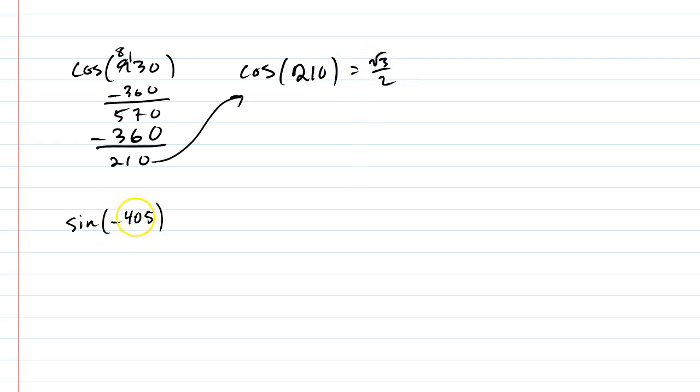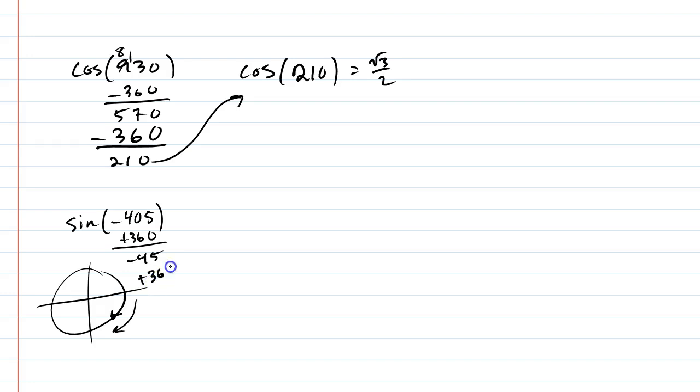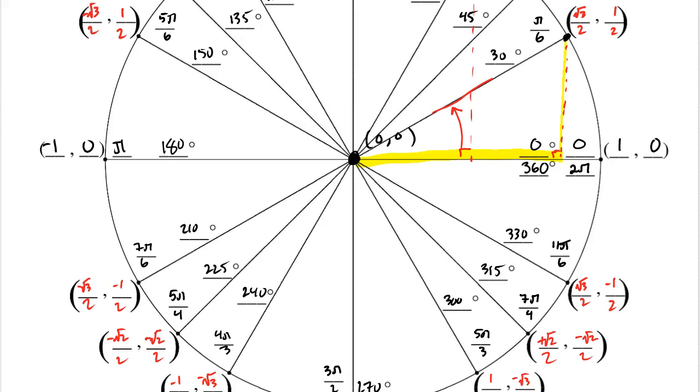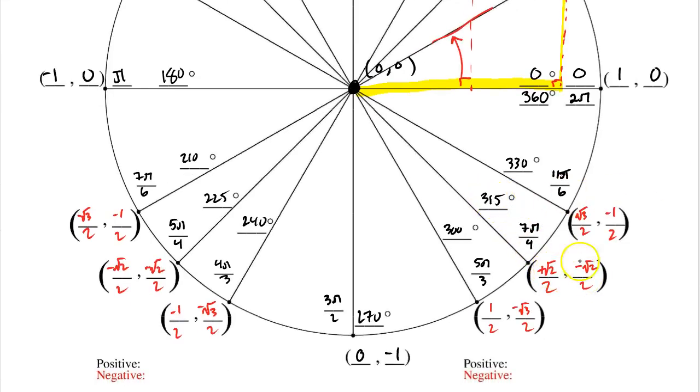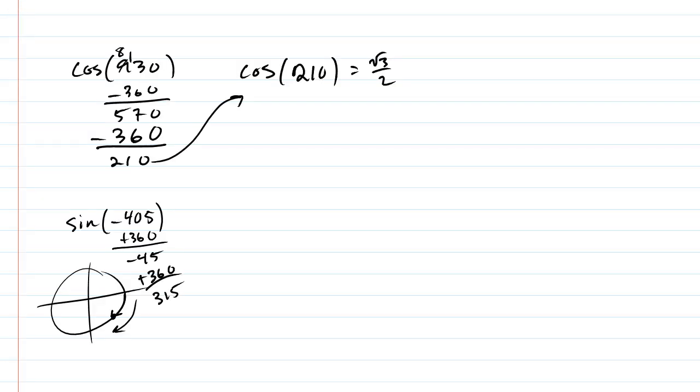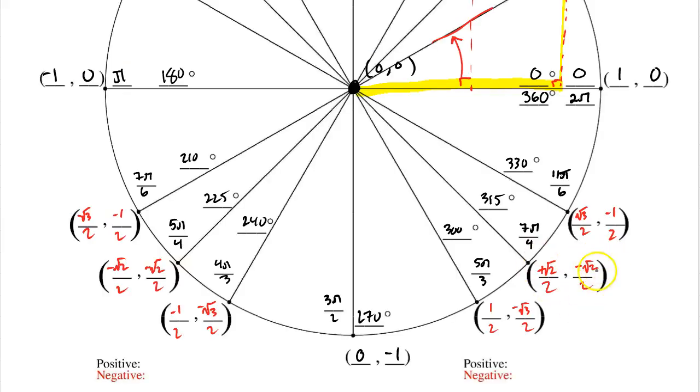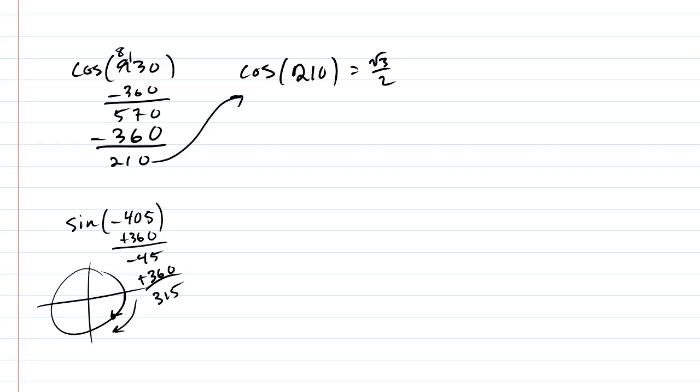Now the same with negative angles. Negative means that you would be traveling this way around the unit circle. But to make things easier, you can actually just add 360s to this. If I add 360, I'm down at negative 45. And now, you could think of this as going down negative 45 degrees. Or if you want, you could just add another 360 and get 315. Looking at the unit circle, 315 is this point right here. So if we're doing sine of that angle, the sine value is negative root 2 over 2.